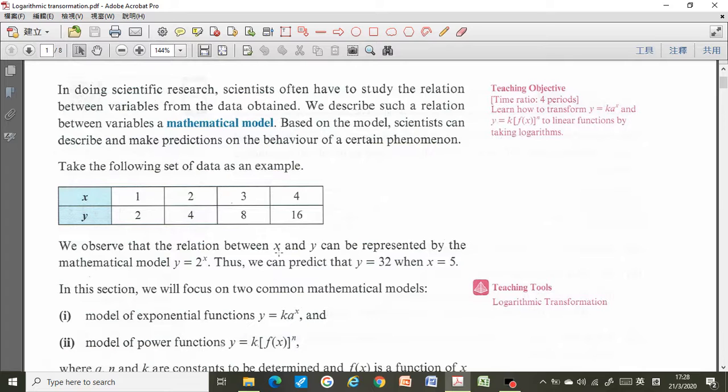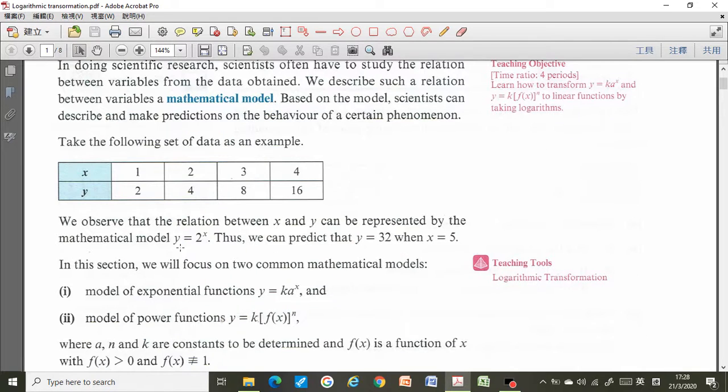If you look here, y equal to 2 to the power x is just a simple one, but actually the exponential function with x in the power is y equal to k a to the power x. And here is the expression. But you must make sure that k and a must be positive, because if I want to take logarithm, the right hand side must be positive. And also a cannot be 1.